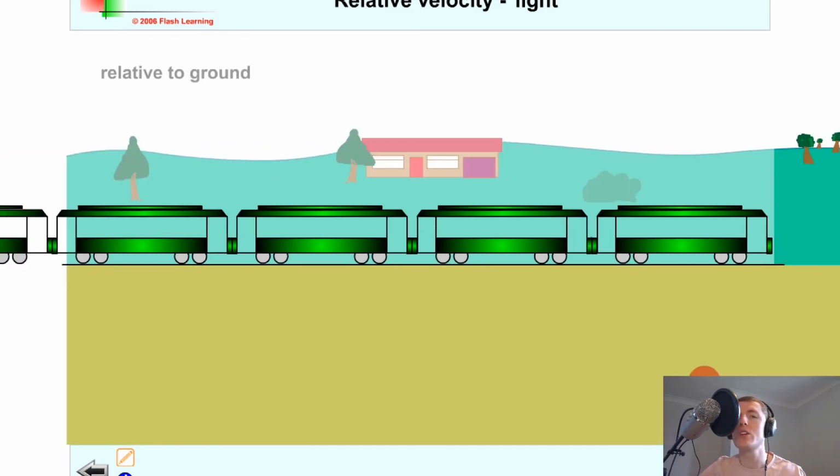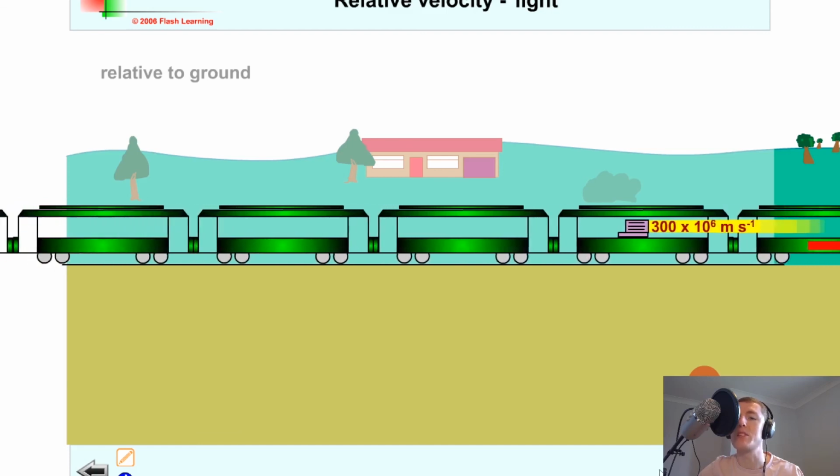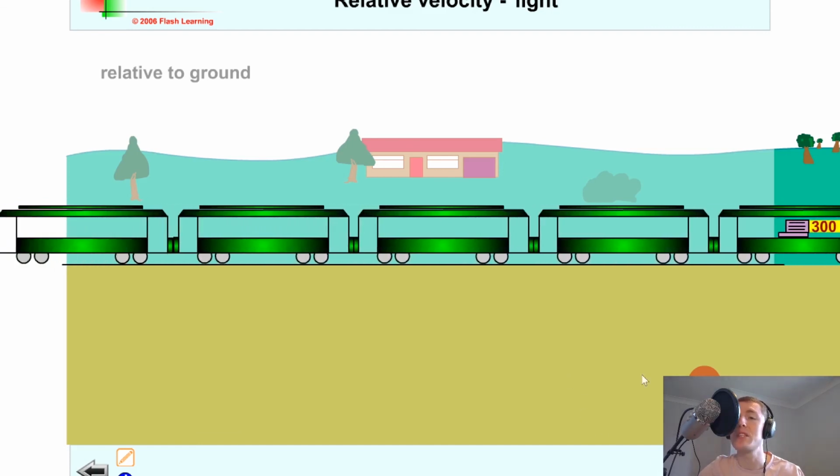Whereas if we now consider you to be an observer on the ground and the train with the light source on it is going to be moving past you, then it would look something like this. So you've got the train travelling at 20 times 10 to the 6 meters per second, or 2 times 10 to the 7 meters per second, and you've got the light going to the right as well at 3 times 10 to the 8 meters per second. Then in this case, because the two are moving in the same direction, you as an observer off the train would observe the light to be travelling at a speed greater than the speed of light, which is not possible. This is where we take into account Einstein's theory of special relativity, because this is going to help us explain how this is possible.